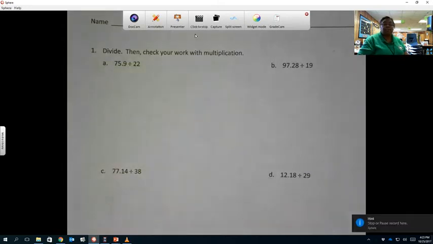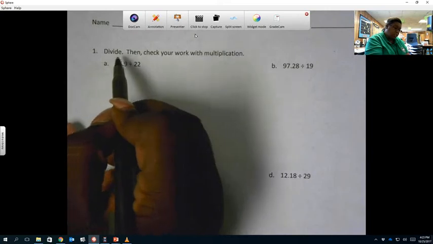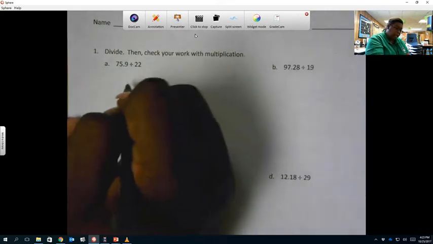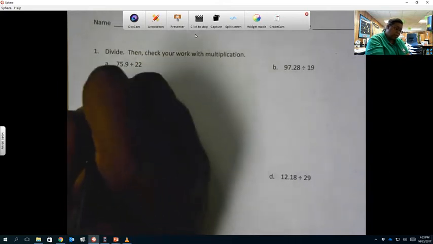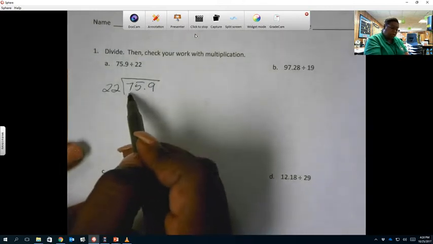Good afternoon, students. I'm going to be showing you how to do the first problem of your homework tonight. So the directions say divide, then check your work with multiplication. In class, we set up the traditional algorithm. Then we went through each part of the dividend.